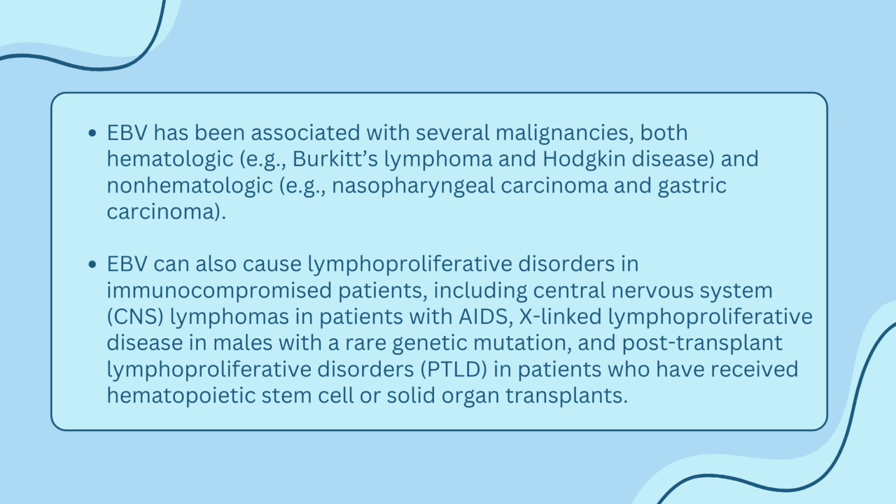EBV can also cause lymphoproliferative disorders in immunocompromised patients, including CNS lymphomas in patients with AIDS, X-linked lymphoproliferative disease in males with a rare genetic mutation, and post-transplant lymphoproliferative disorders or PTLD in patients who have received hematopoietic stem cell or solid organ transplants. These disorders result from the inability of immunosuppressed patients to control the primary EBV infection, which leads to massive polyclonal expansion of EBV-infected B cells and life-threatening illness with a high rate of mortality.